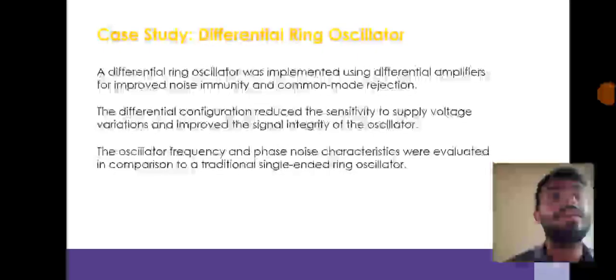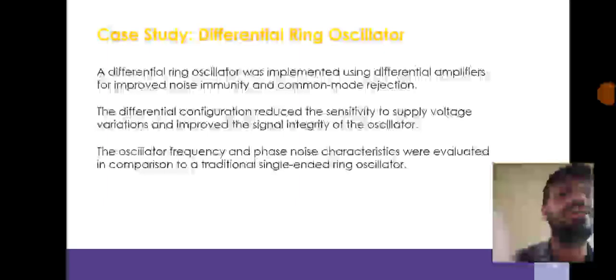Next, the differential ring oscillator. A differential ring oscillator was implemented using differential amplifiers for improved noise immunity and common mode rejection. The differential configuration reduces the sensitivity to supply voltage variation, and it also improves the signal integrity of the oscillator. The oscillator frequency and phase noise characteristics were evaluated in comparison to a traditional single-ended ring oscillator.